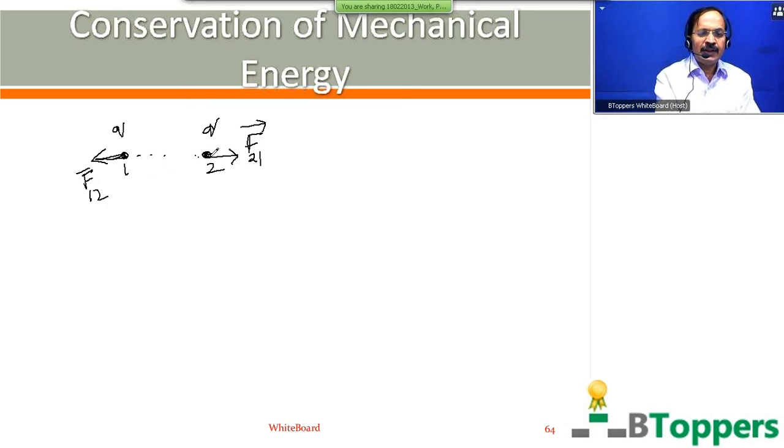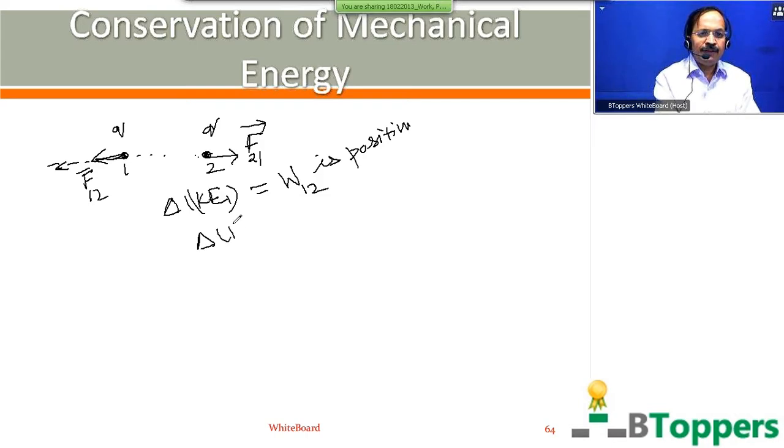So the two particles are released from rest with a small separation. If you apply the work energy theorem for the first particle, the change in the kinetic energy of the first particle is equal to the work done by the force on the first particle by the second particle. That is the work done by the force F bar 1, 2. This is positive because the first particle begins to move in the direction of this force.